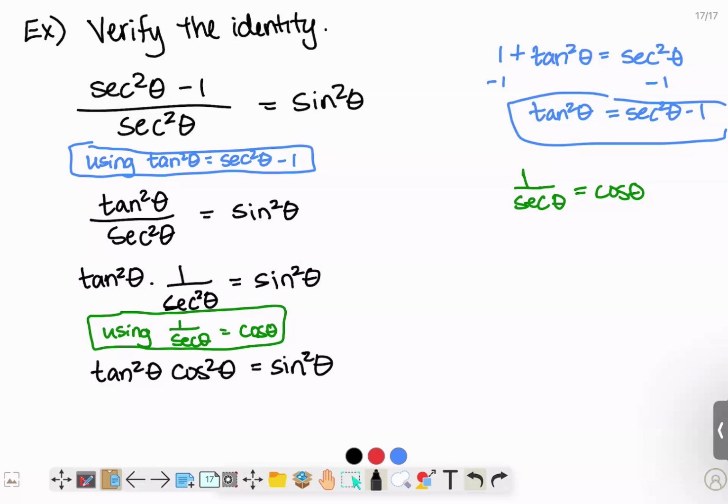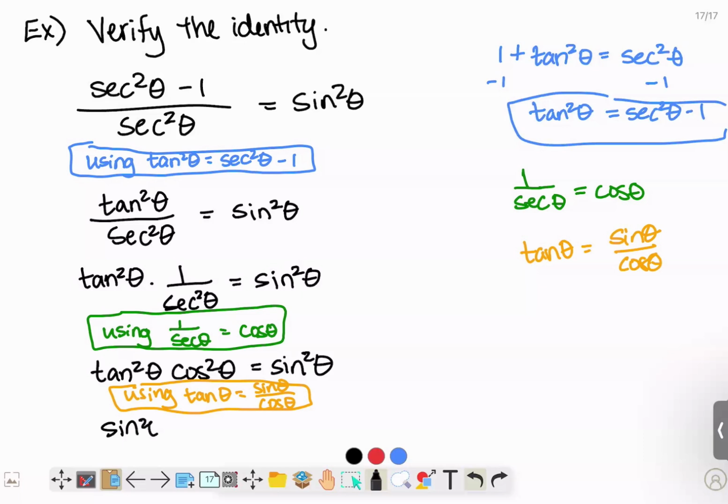Okay, almost there. And here's one of the cases where writing everything in terms of sine and cosine might make things easier. So I don't want that tangent. I'm going to rewrite it in terms of sine and cosine. So here's the identity that I'm using. In this case, I'm going to use the fact that tangent is sine over cosine. So I'm just rewriting the tangent here. And that's going to give me sine squared over cosine squared times cosine squared. And now I've got something that can cancel out.